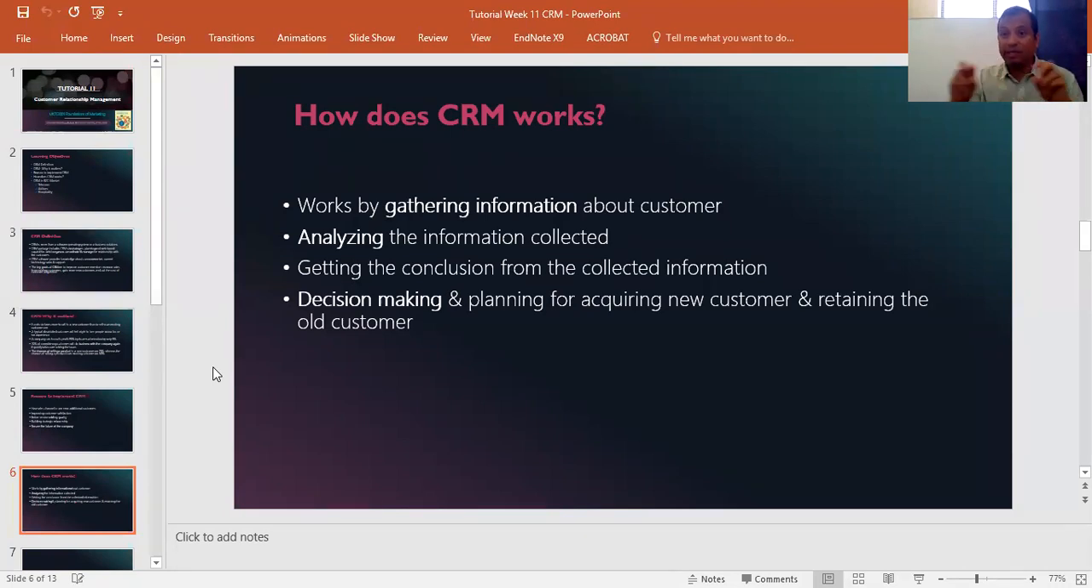You try to read between the lines. What is behind the text? What is underneath the long sentences? So you try to understand those aspects. So getting the conclusion, and based on that, the fourth step is design decision making and planning for acquiring new customers and retaining the old customers.